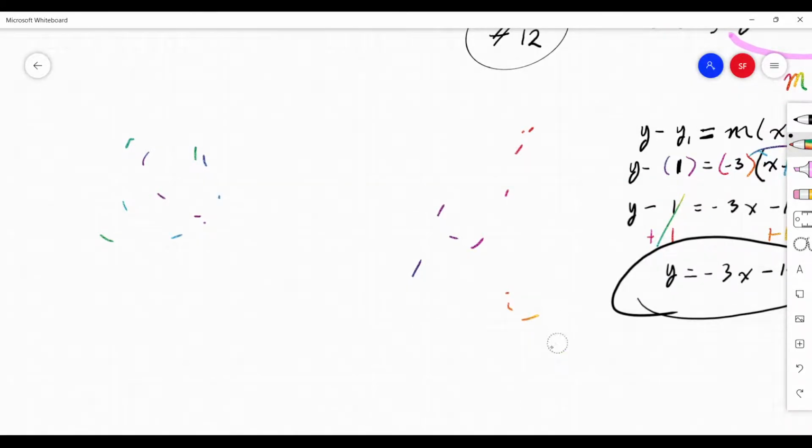What else? I understand the ones I missed. What about 13 and 14?